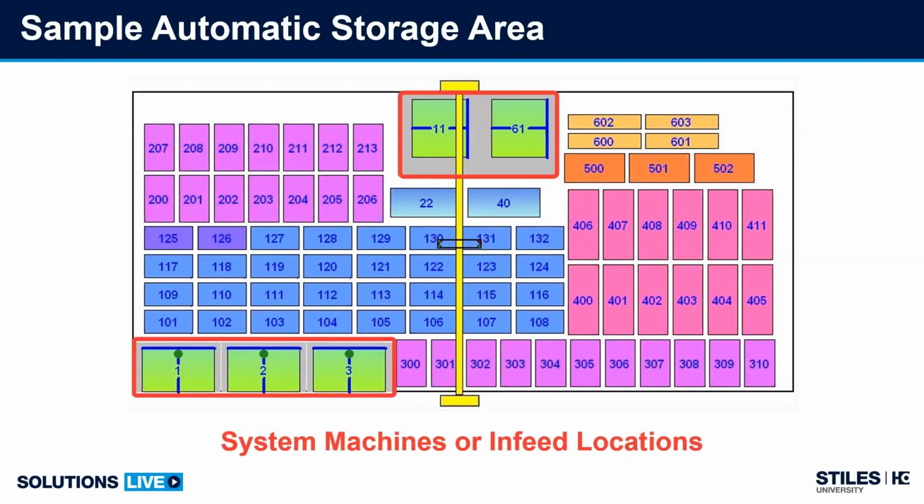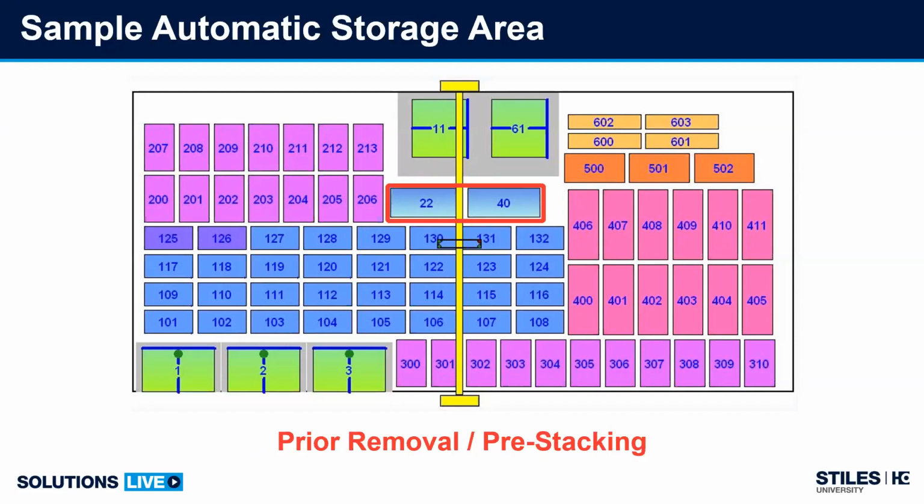We talked about machines and in-feed locations. They're all designated by specific numbers, but they're all designated by that bright green color. We talked about prior removal or pre-stacking materials. So you can designate any location in your storage system as a prior removal or pre-stacking location.